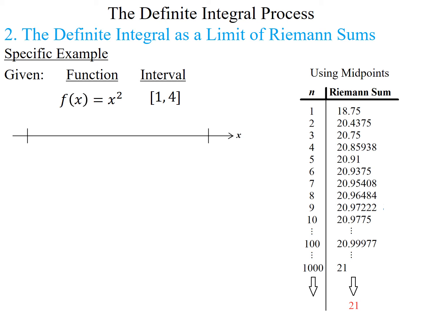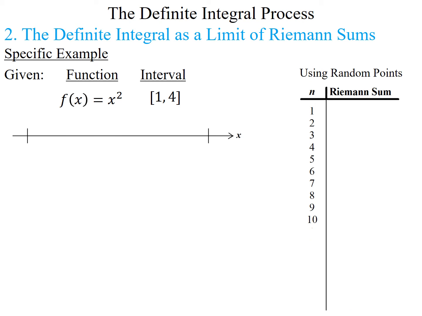Okay, I'm going to show you one more just like this. So same function, x squared, but instead of using left endpoints or right endpoints or midpoints, I'm going to have Excel randomly pick a point in each subinterval and calculate a Riemann sum for me. So I'm using random points. Now I'm going to tell you what Excel ended up using.